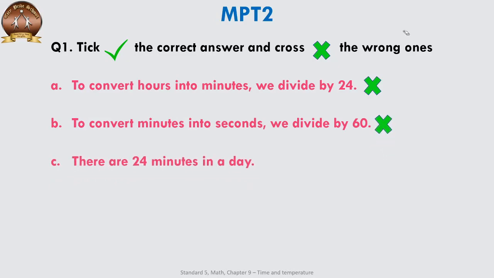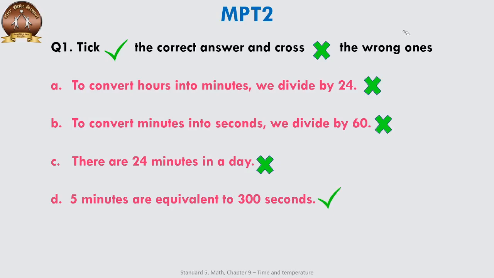There are 24 minutes in a day. Is it so? I don't think so. There are 24 hours in a day, so it is incorrect. 5 minutes are equivalent to 300 seconds. If you want to convert minutes into seconds, what are you going to do? You have to multiply by 60. So 5 into 60 is 300. So the answer is correct. 5 minutes is equal to 300 seconds.